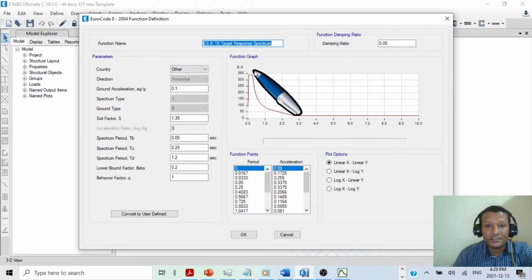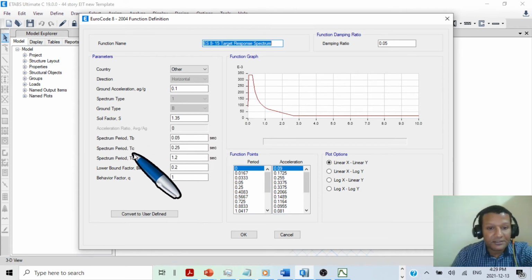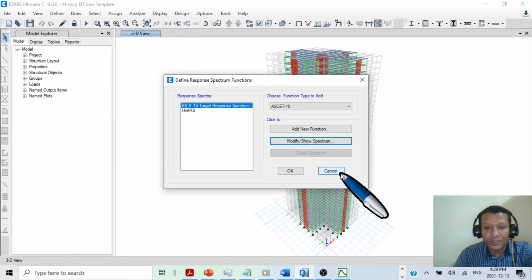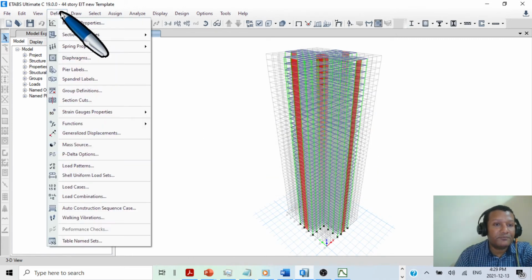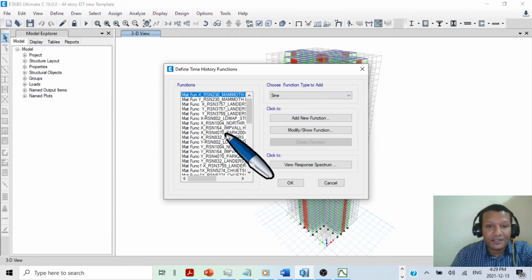As you can see, this is our response spectrum. So ground motion 0.1, soil factor 1.35, TB, TC, TD, all this was discussed in the response spectrum lesson, how we find these points. But this is our target response spectrum. Once we know our target response spectrum, then we will go to time history analysis. In the time history, this is the matched ones.